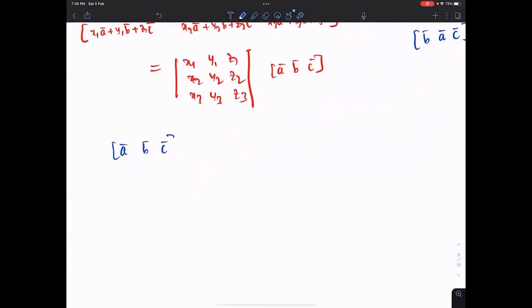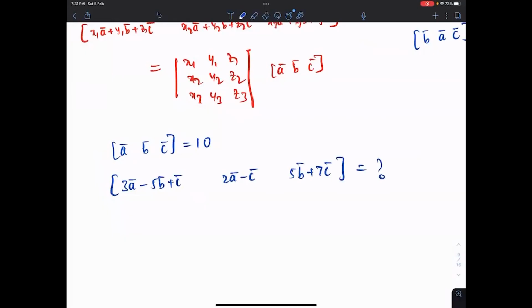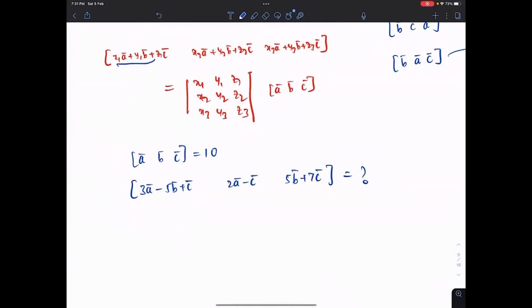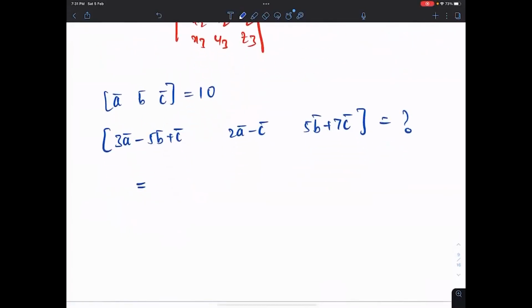Okay. So for example, in the question, if someone is saying that box of A bar B bar C bar is equal to 10, then box of 3A bar minus 5B bar plus C bar, 2A bar minus C bar, 5B bar plus 7C bar is equal to how much? Now, all of them are linear combinations only. So those linear combinations, you write it like a determinant.